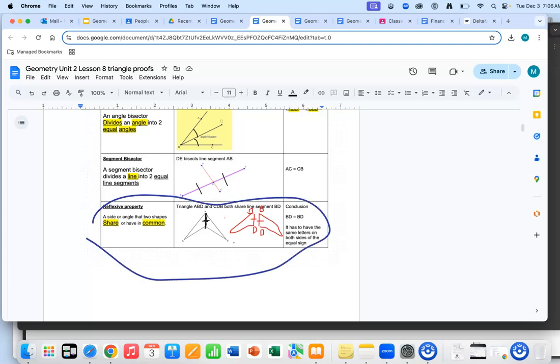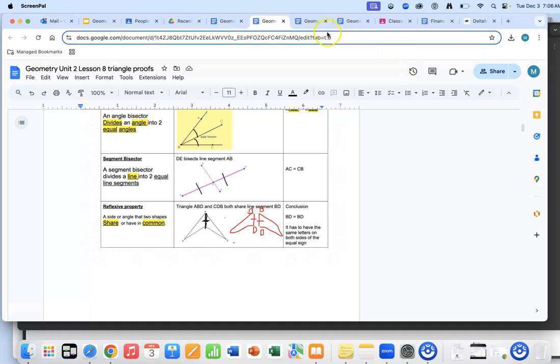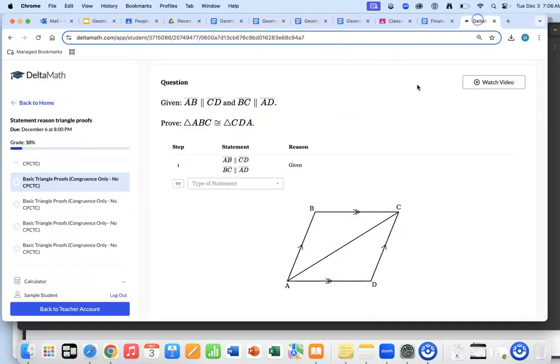And at this point, you should have enough to prove that the two triangles are congruent because once again, you have an angle and an angle, another angle, right? These two angles.